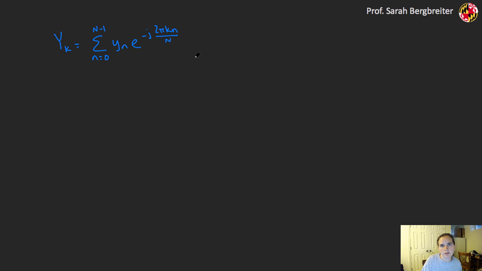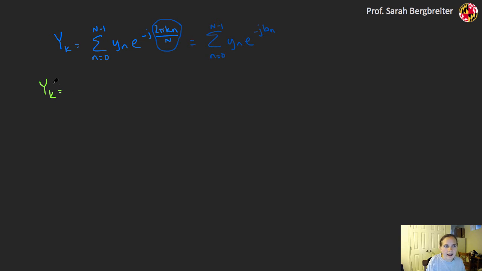So let's unpack what's actually going on here a little bit. So this is my definition for the discrete Fourier transform. I'm taking all of my time samples, little y of n, multiplying them by this complex exponential. And I'm going to take this whole term right here to simplify my life a little bit and just write that as little b n, so I don't have to keep writing out this giant fraction.